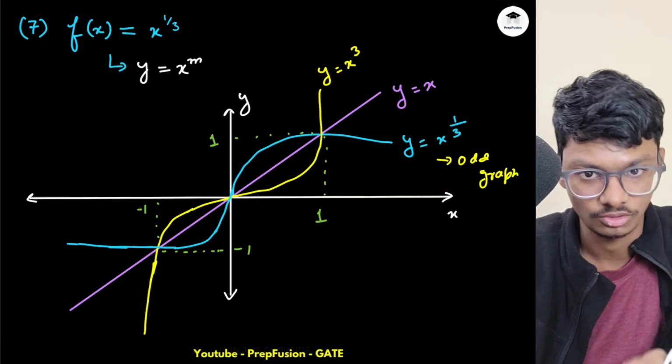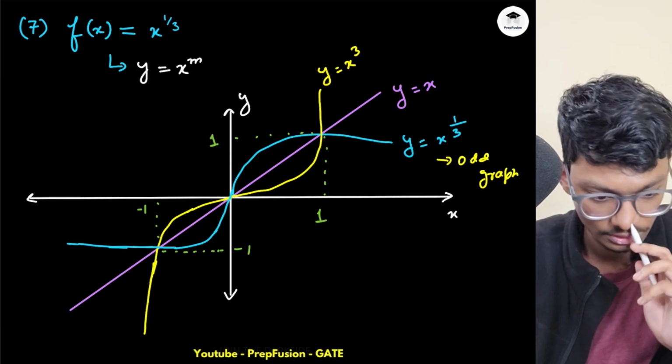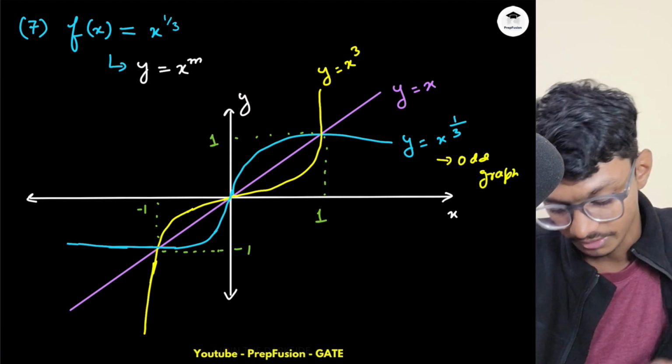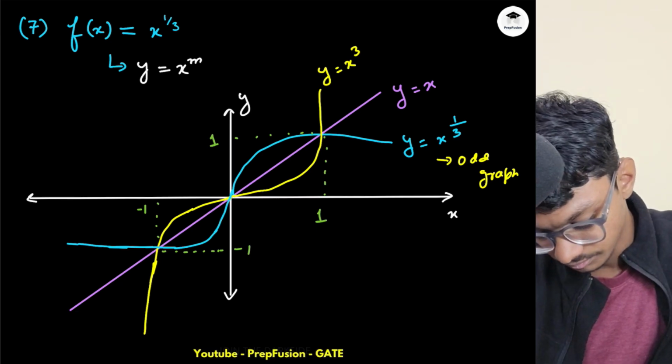So this has already been proved, so this will also be an odd graph, right? -1 cubed is -1 itself. So this will also be an odd graph. So this is also odd.